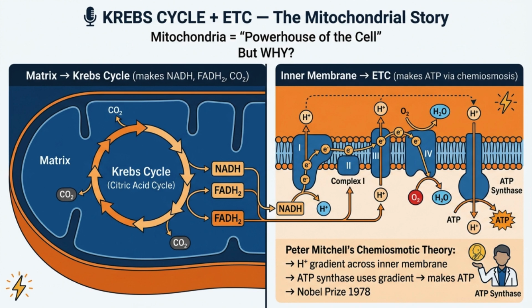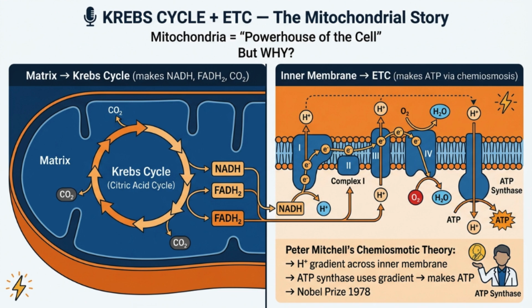We've all heard that mitochondria is the powerhouse of the cell. But do you know why? Let's actually understand it. The mitochondria has 2 key compartments doing different jobs. The matrix, the inner fluid region, is where the Krebs cycle runs. It produces NADH, FADH2, CO2, and small amounts of ATP. Then, the inner mitochondrial membrane is where the electron transport chain lives. As electrons flow through protein complexes, protons are pumped from the matrix to the intermembrane space, creating a concentration gradient.